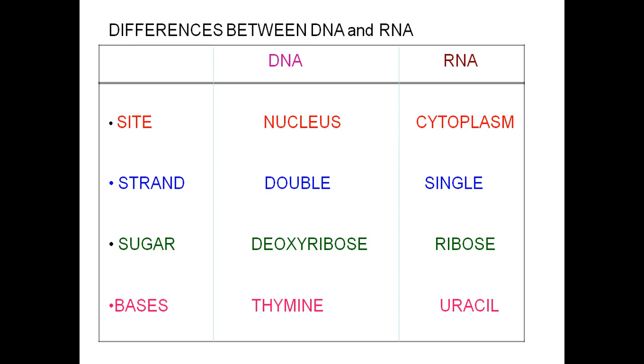So DNA is mainly present in the nucleus. It is double stranded DNA. The sugar in DNA is deoxyribose. The base that is present in DNA alone is thymine, whereas RNA is mainly present in the cytoplasm and it is single stranded RNA. The sugar in RNA is ribose sugar. The base that is only seen in RNA is uracil. Uracil cannot be seen in DNA. In the same way, thymine cannot be seen in RNA.